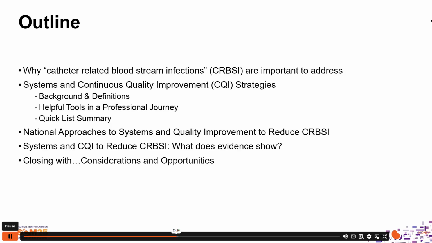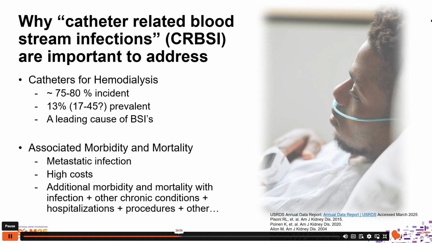So I'll go into the outline. We're going to shift gears. We're going to talk about a related topic, but something that's very different from what Dr. Locke was talking about. I'll very briefly touch on the importance of preventing catheter-related bloodstream infections, which I thank you, Dr. Locke, for really going over so well. Then we're going to touch on systems and continuous quality improvement strategies that are used or have been used to prevent catheter-related bloodstream infections. We'll talk about national approaches that have been used and what evidence shows through 2 systematic reviews that have been done looking at this very topic.